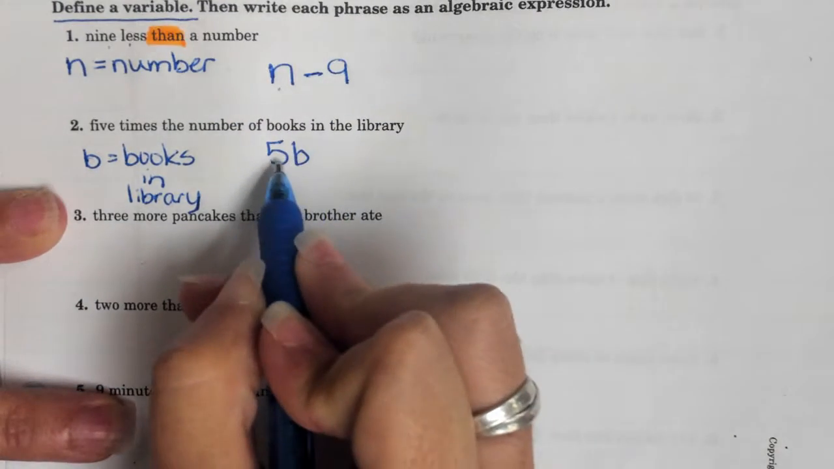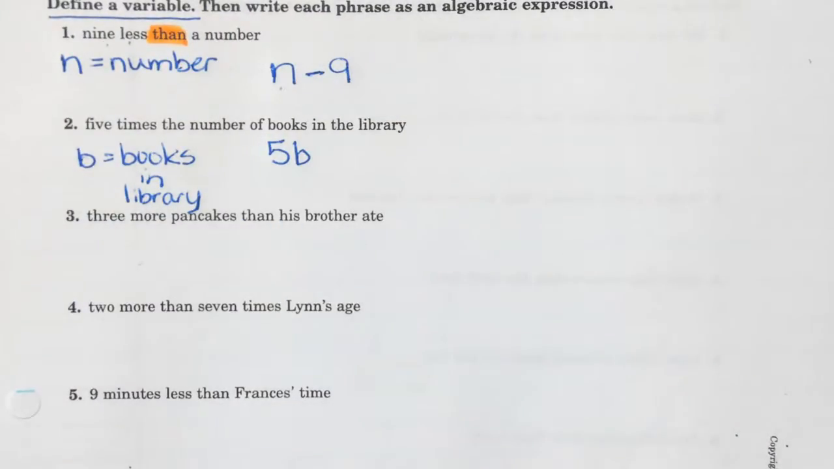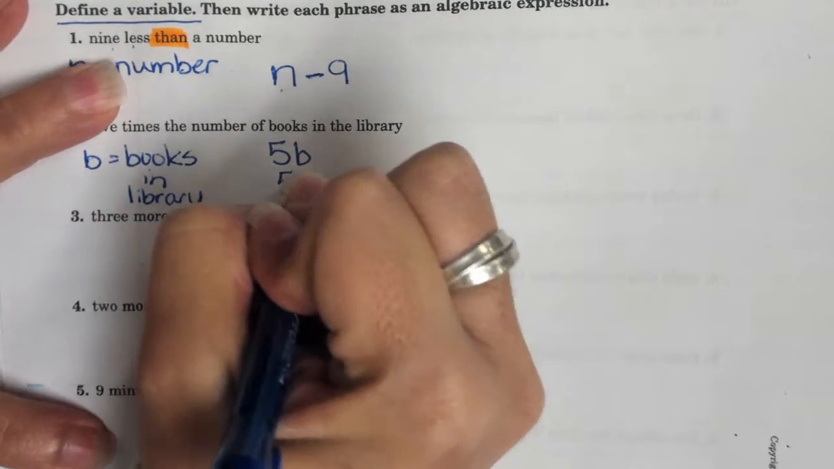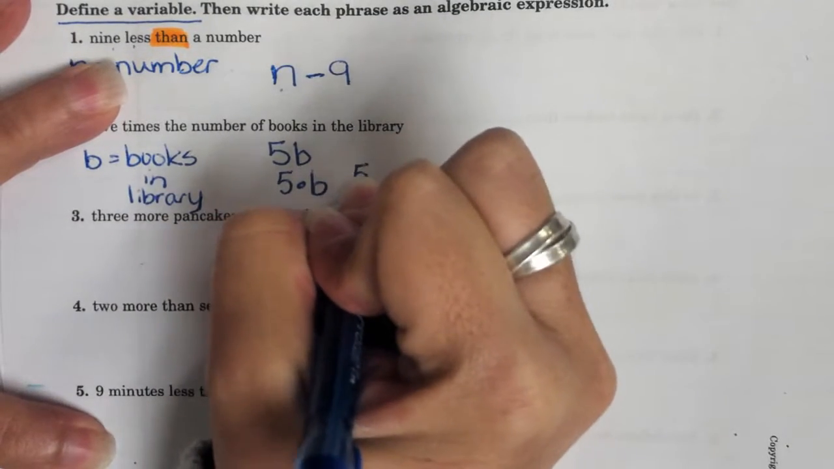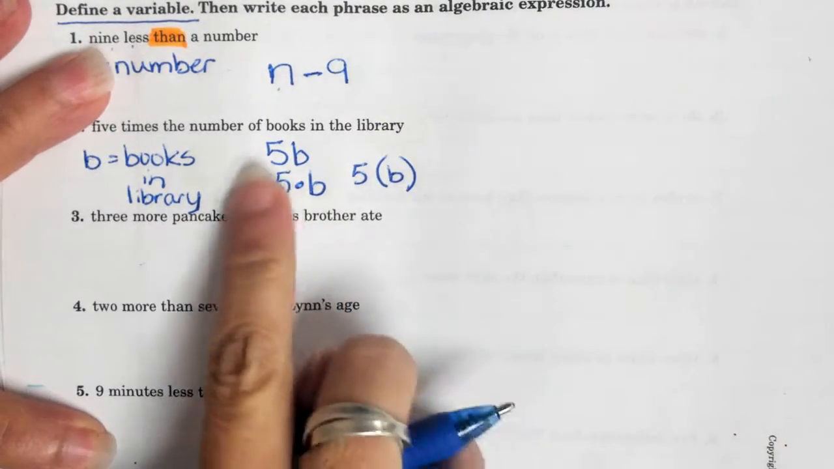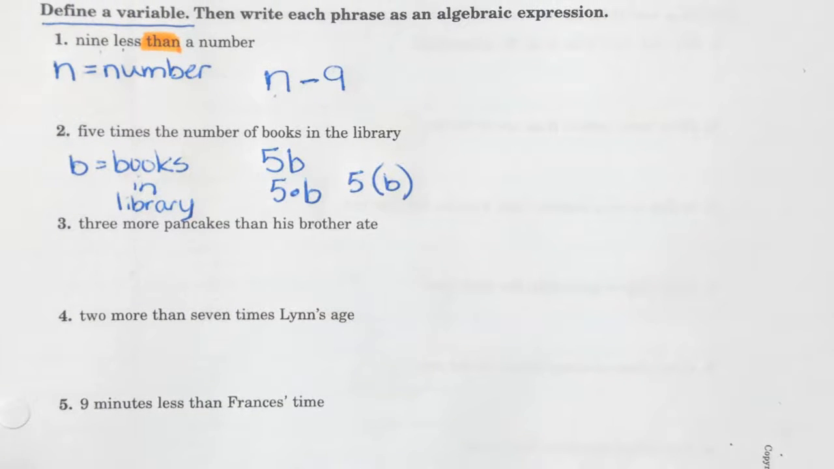Now, couple different ways to write multiplication. We're learning this. 5 times B can be written bumped up against each other. Or you could have a dot. You could even have parentheses. Does not matter. Okay. Make sure your B kind of looks like a B and not a 6. Yes?